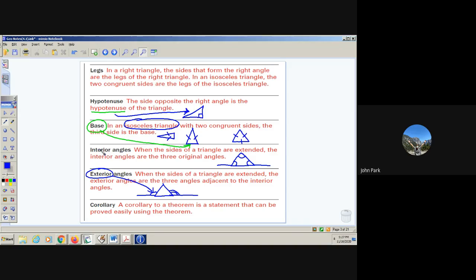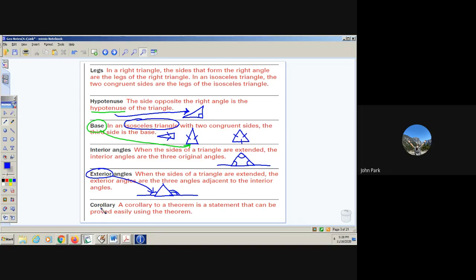The interior, as we talked about before, is the inside angles. So the interior angles are the angles inside the triangle, compared to the exterior angles. The exterior angles are formed if you extend each side of the triangle like this. The exterior angle is the angle that's outside of the triangle. So interior is the inside, and exterior is the outside of any triangle, if we extend each side.